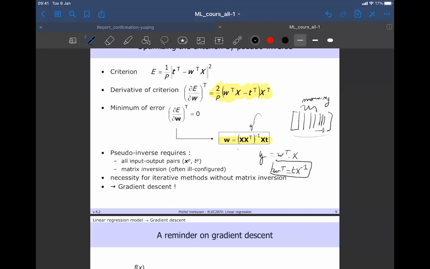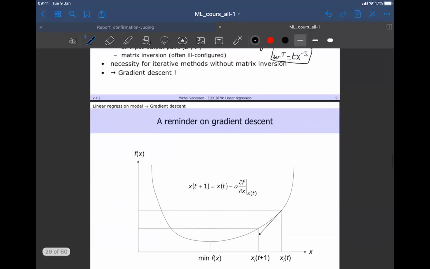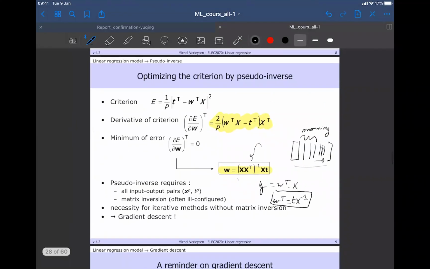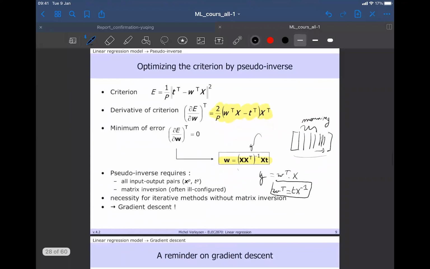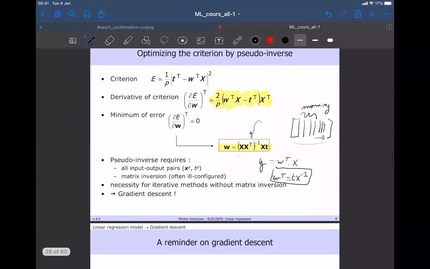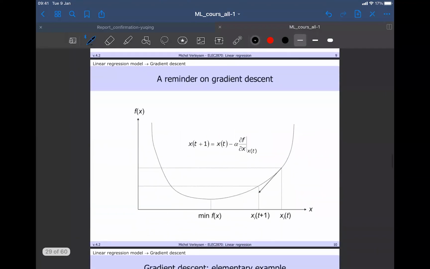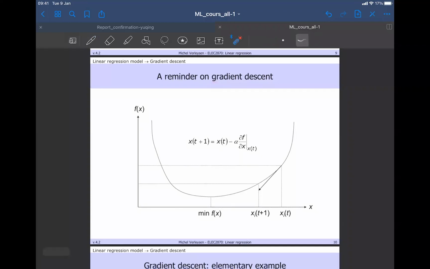So there is a second way of finding the optimum for the weights. It's with gradient descent. Gradient descent is an important concept to find the minimum of some function. And here the function we want to minimize is the loss function with respect to the weights. So a quick reminder, if I have some function f of x.